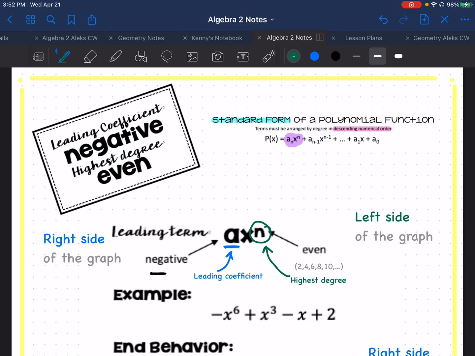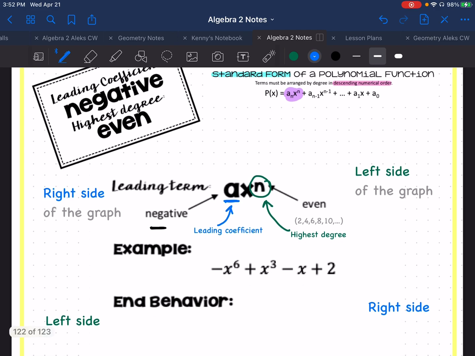This time, we're going to talk about when it's even, 2, 4, 6, 8, 10, 12, 14, 16, and so on and so on. All right, so take a look at your leading term down below in my example. Notice that the leading coefficient is -1, and the highest degree is 6. Now, I probably should have counted down just to make sure it was in standard form, but I was guessing from the other two that it was. 6, 5, 4, 3, 2, 1, none. So it is.